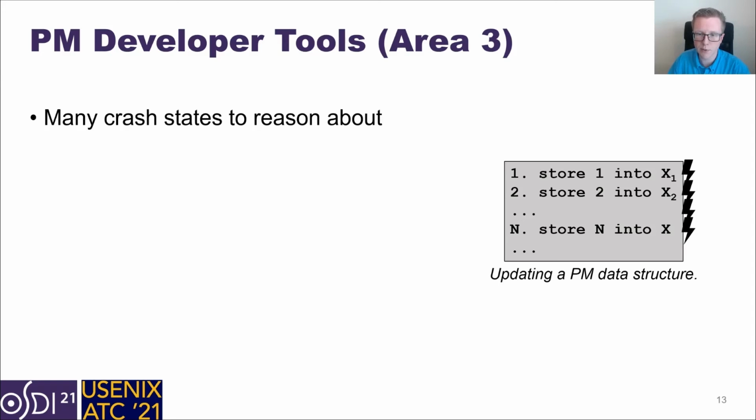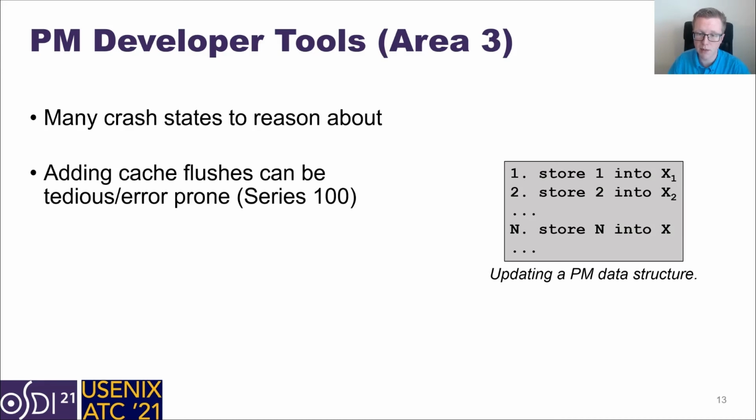This means that developers have to reason about more update orderings than they might have had to on legacy systems. Furthermore, on Series 100 Optane memory, or on other systems which require explicit cache flushing, developers also have to ensure that CPU cache and flushing instructions are properly inserted into their program, which can be tedious and error-prone.